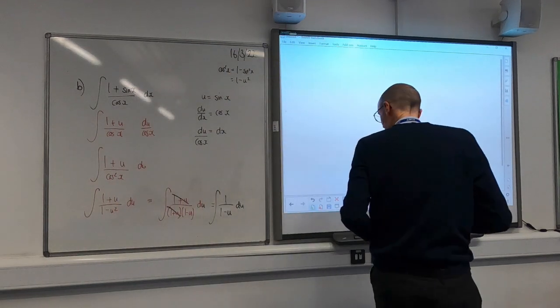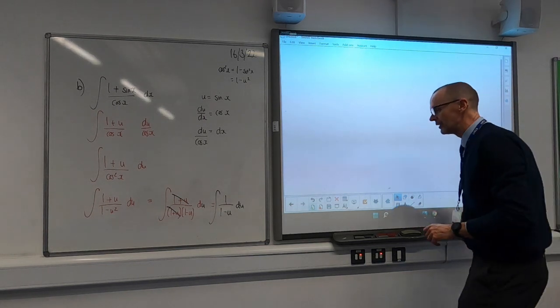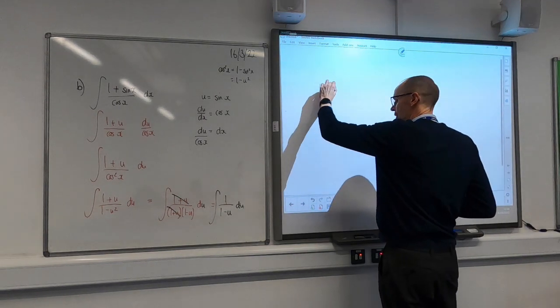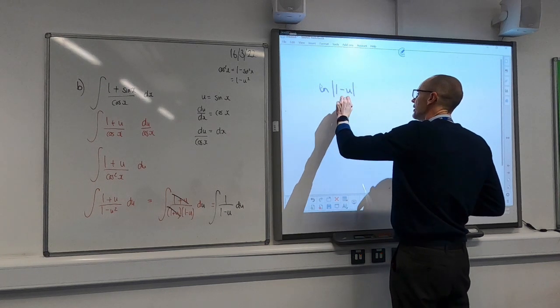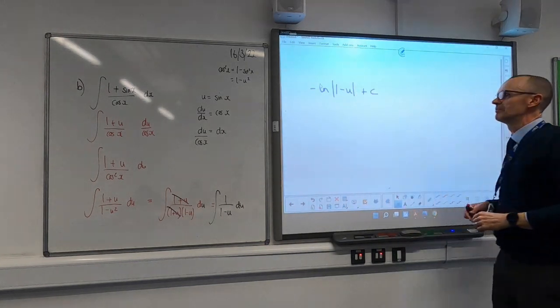Right, yeah, so it's a log one, isn't it? You get ln of 1 minus u divided by minus 1, because that's what you're going to differentiate the bracket, so you get that.